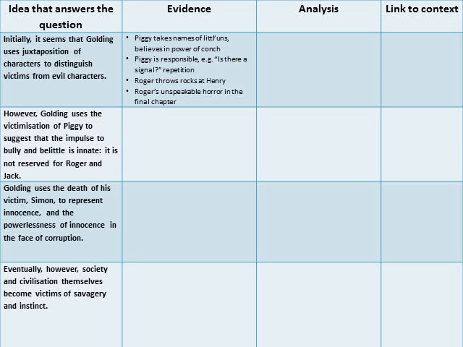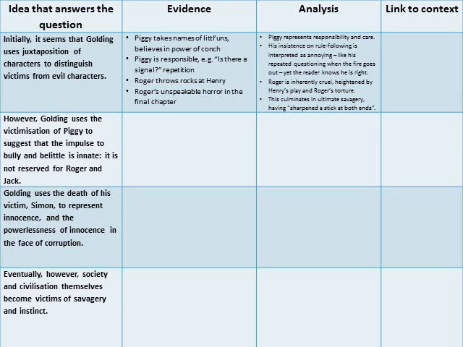repeatedly, is there a signal? He's desperate to be rescued. Roger, by contrast, enjoys throwing rocks at Henry, the little un, so where Piggy looks after them, Roger victimises them. And this develops, so I might make a reference to the unspeakable horror of Roger in that final chapter. So he goes from being evil in a sort of contained sense to unspeakably evil in the final chapter.